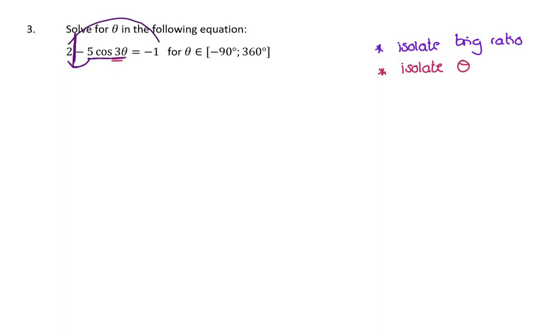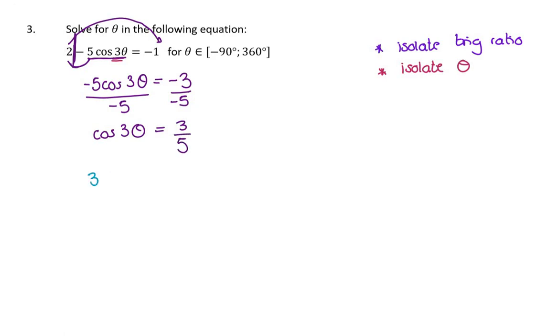So I'm first going to subtract 2 on both sides. So I get minus 5 cos 3 theta equals minus 3. And now I would divide by negative 5. So now when I've isolated my cos ratio, I get cos 3 theta equals 3 over 5.